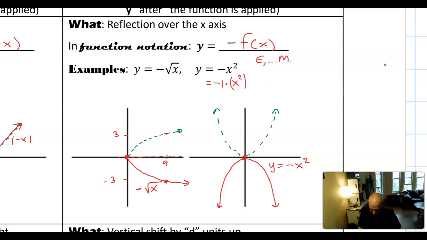If this was going to be an input transformation, that is the other type of reflection, it would have to look like -x, close paren, quantity squared. That's not what we have here written. That's different. That would have been the other type of reflection.